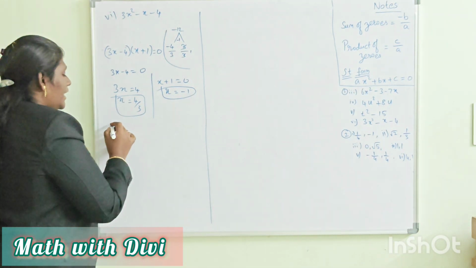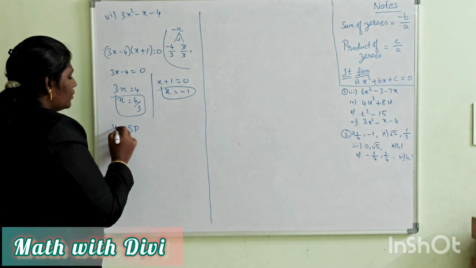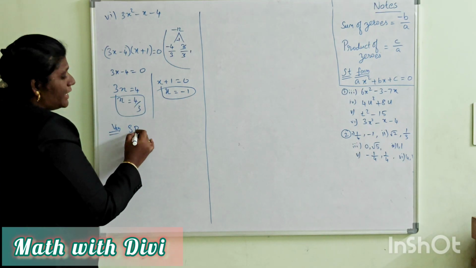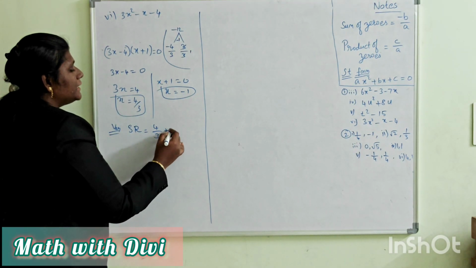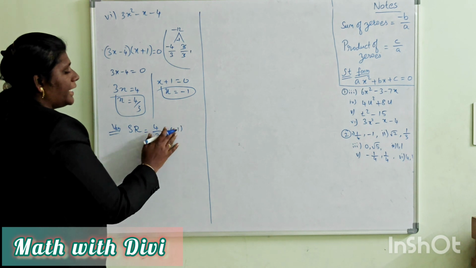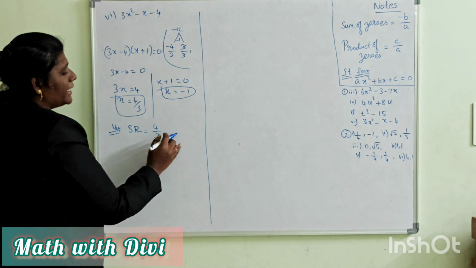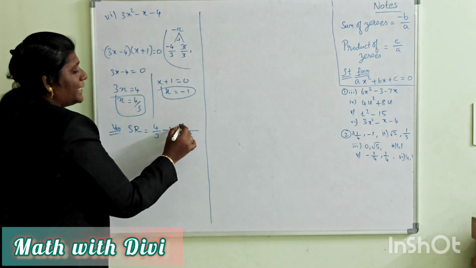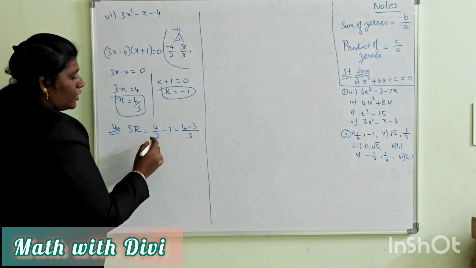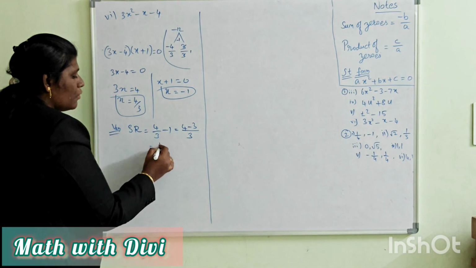How to verify? Sum of roots. Sum of roots is equal to, what are the roots? 4 by 3 plus of minus 1, right? So I can write it as 4 by 3 minus 1, plus into minus is minus. So how to take LCM? 3. So we have to multiply with this. So 4 minus 3 is equal to 1 by 3.